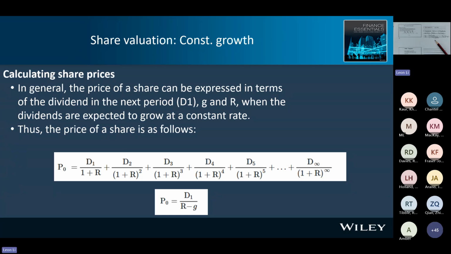Then we can do the calculation ourselves. This is the final result: P0 equals D1 over R minus G. I hope students can remember this result. Normally, I don't ask students to remember something because it's not easy.